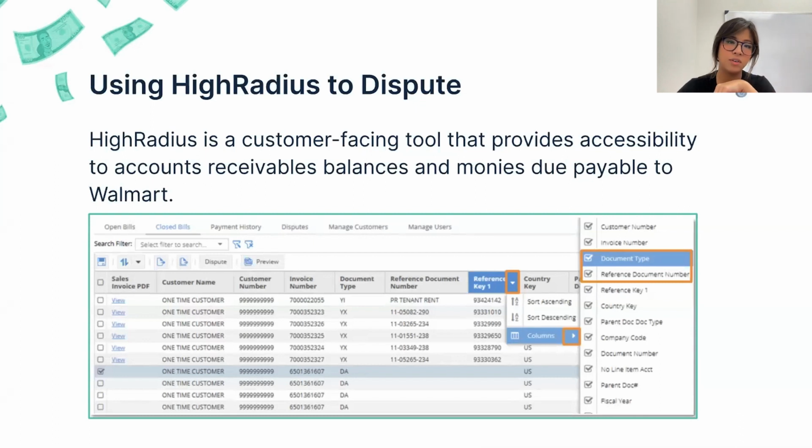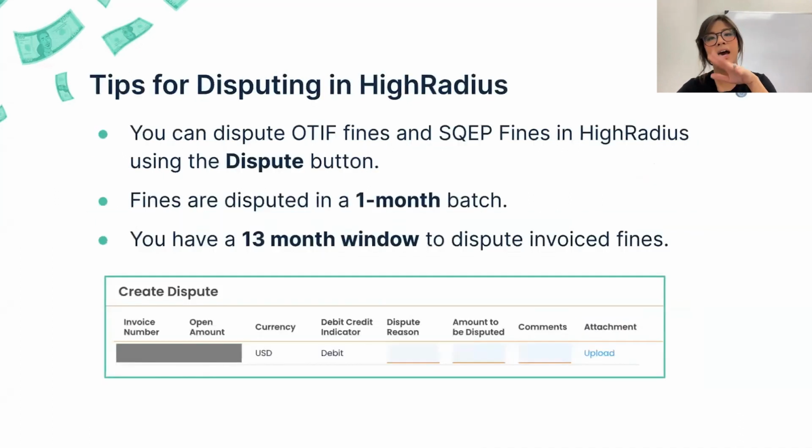And I will give you a very brief walkthrough of what HighRadius looks like, so what you can expect and how you can actually go after these fines. Essentially, you can dispute both OTIF fines and SQEP fines in HighRadius using the dispute button. When you log in, you'll see the dispute button on the top left-hand side.